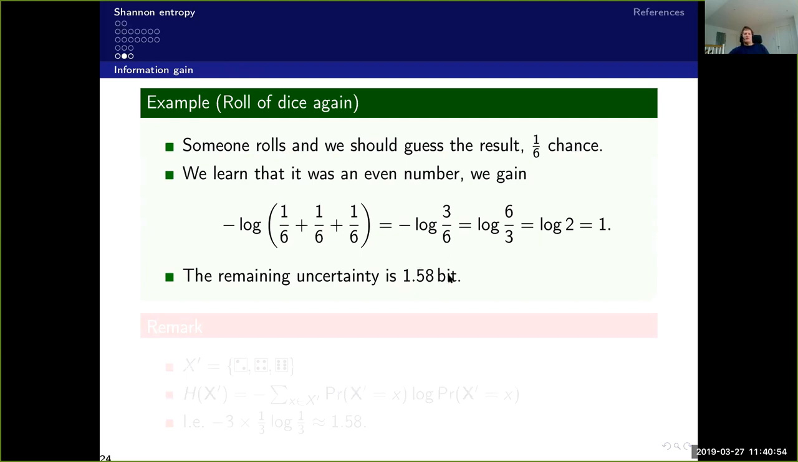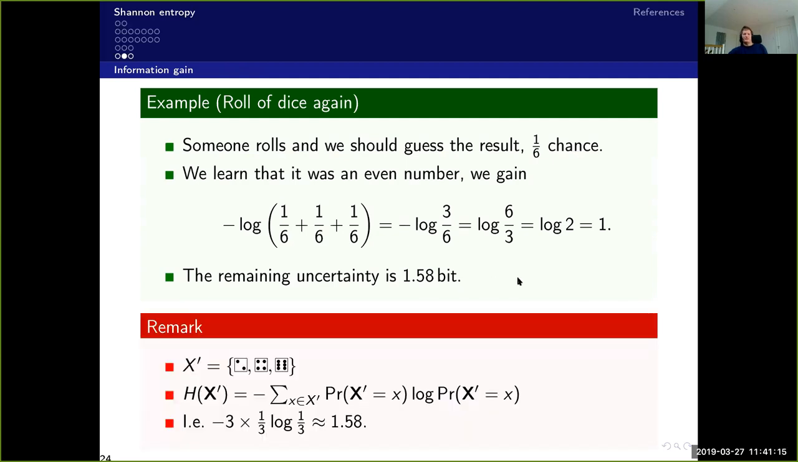This means that 1.58 bits of entropy remain. If you remember, the original roll was 2.58, so we simply remove this 1 bit that we have learned. So that's how much randomness remains. Now, if we look at it the other way, if we say that we have a die which has only these sides and we roll it, then if we compute the entropy, we get exactly 1.58. So this is two ways of computing the same thing, and we see that the information gain here is consistent with what we learned before.